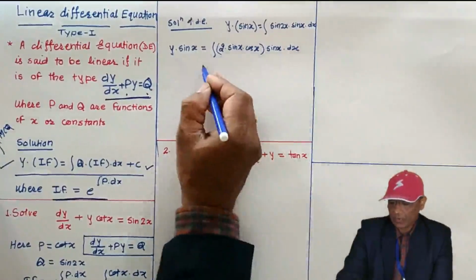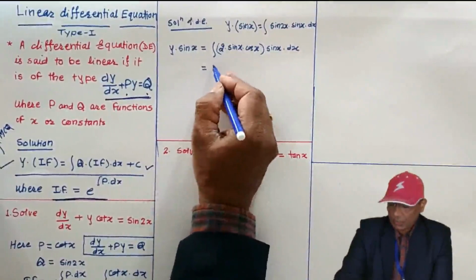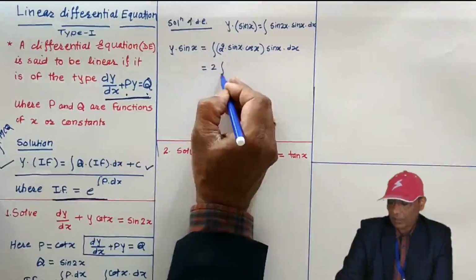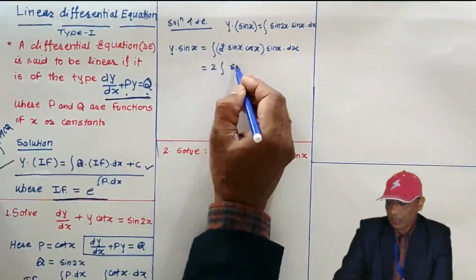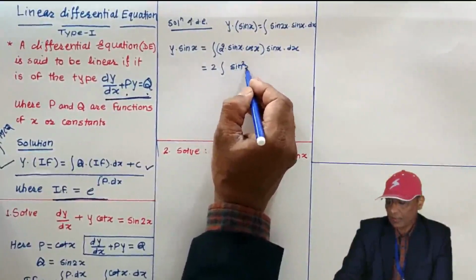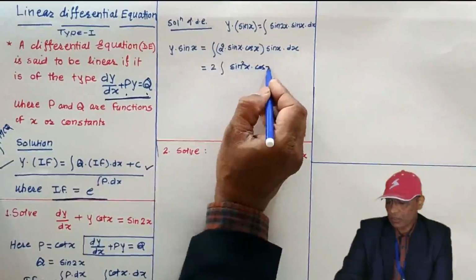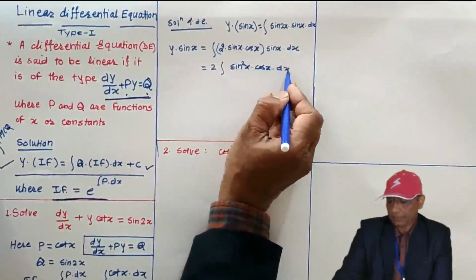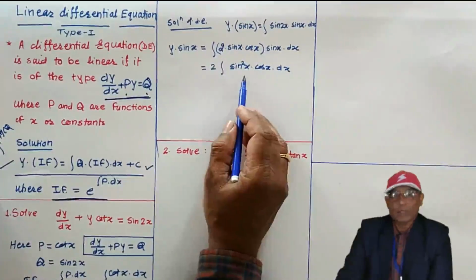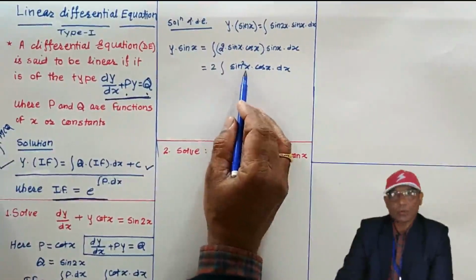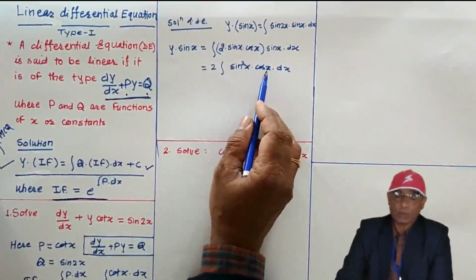This integration you can solve by your way also. The 2 is outside of the integral. Sin square x, sin into sin and cos x. We are integrating with respect to x. Now, the arguments are same, meaning sin x is the argument in sin, and x is the argument in cos.